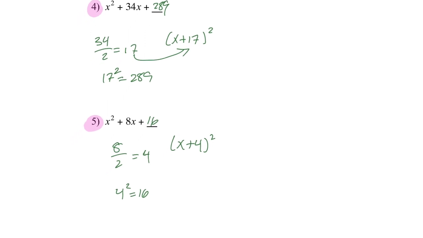Number 5. Again, the leading coefficient is 1. I'm taking the 8 divided by 2, which is 4. 4 squared is 16. So that's the number that I'm adding here, 16. And then x plus 4, squared. And that's it for this lesson. Simple as that. We're going to use this to solve equations, and we're going to do another video for that.